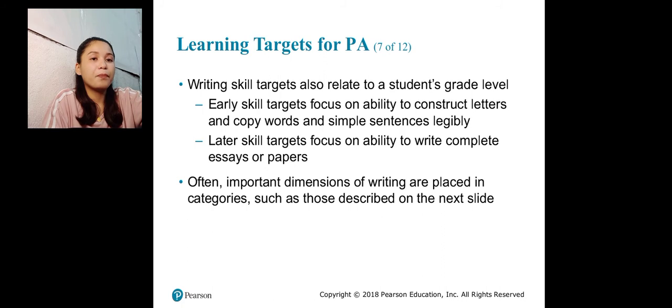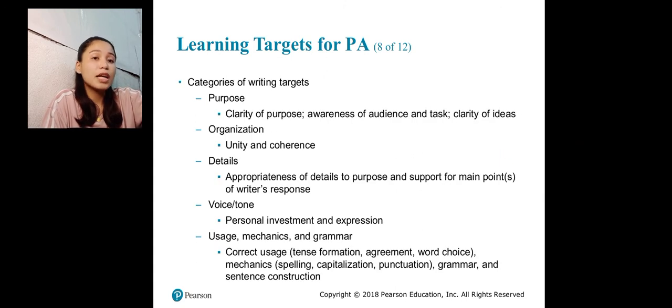For example, learning targets may address the following: stating main ideas, identifying setting, characters, and events, or drawing inferences from context and reading speed. Writing skill targets also relate to a student's grade level. Early skill targets focus on the ability to construct letters and copy words and simple sentences legibly. Later skill targets focus on the ability to write complete essays or papers. Often, important dimensions of writing are placed in categories such as those described on the next slide. So, categories of writing targets: we have purpose, organization, details, voice and tone, and usage, mechanics, and grammar.